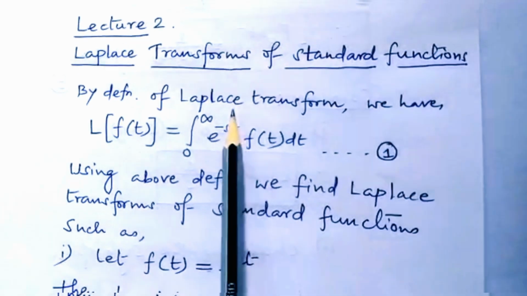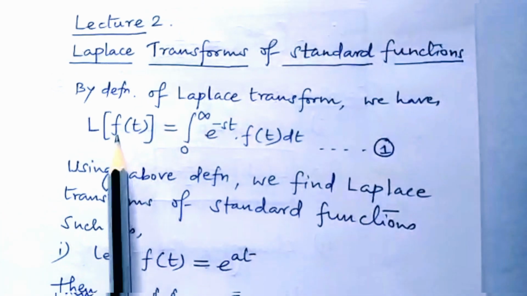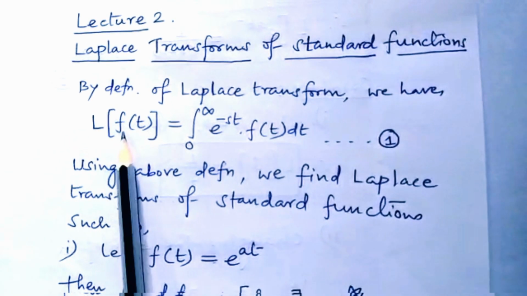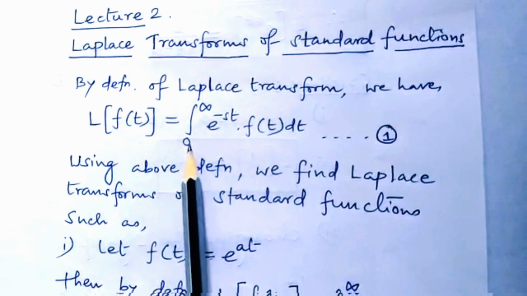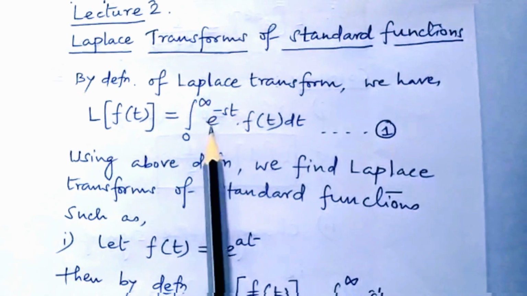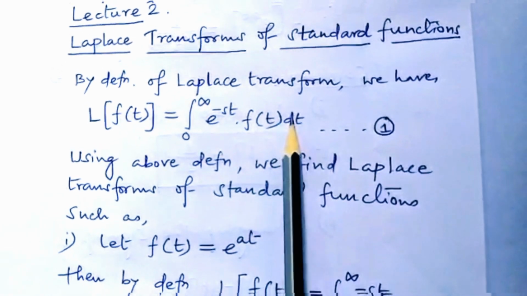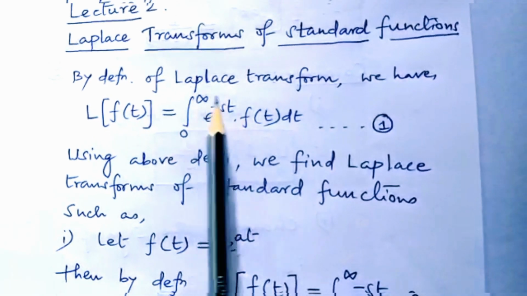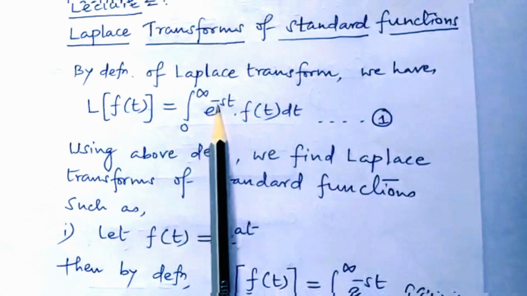So, by the definition of Laplace transform, we have seen if f of t happens to be a real valued function, the Laplace transform of f of t is given by the integration between 0 to infinity of e to the power of minus st times f of t dt. Now, by using this particular definition, we can find the Laplace transformation of some standard functions.